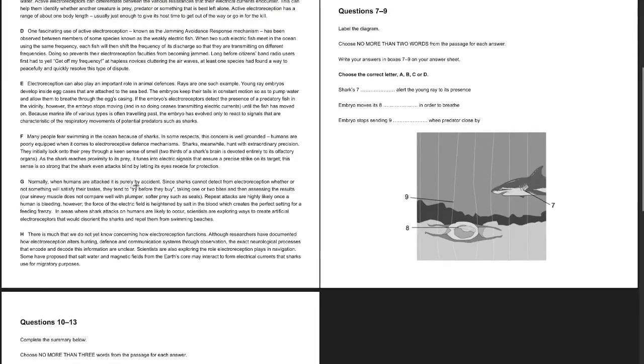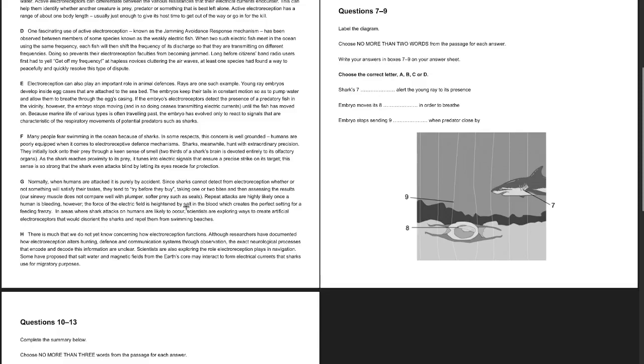Normally, when humans are attacked, it is purely by accident. Since sharks cannot detect from electroreception whether or not something will satisfy their taste, they tend to try before they bite, taking 1 or 2 bites and then assessing the results. Our sinewy muscle does not compare well with plumper, softer prey such as seals. Repeat attacks are highly likely once a human is bleeding. However, the force of the electric field is heightened by salt in the blood, which creates the perfect setting for a feeding frenzy. In areas where shark attacks on humans are likely to occur, scientists are exploring ways to create artificial electroreceptors that would disorient the sharks and repel them from swimming beaches.